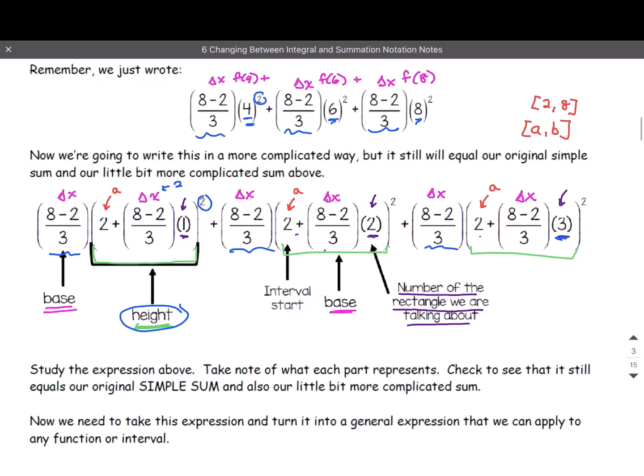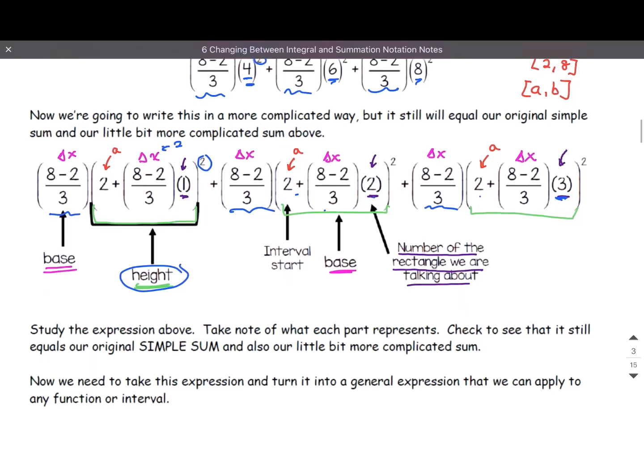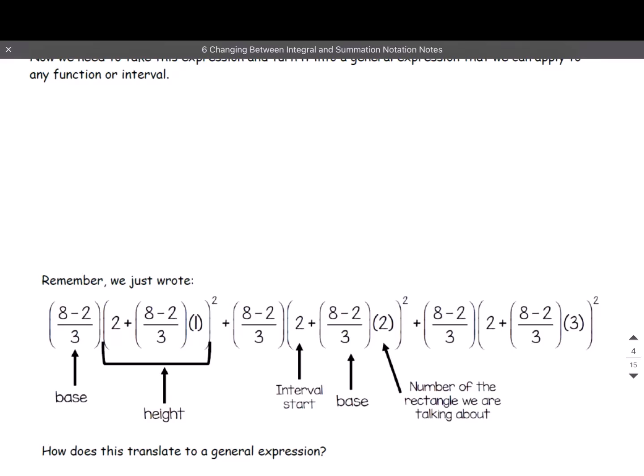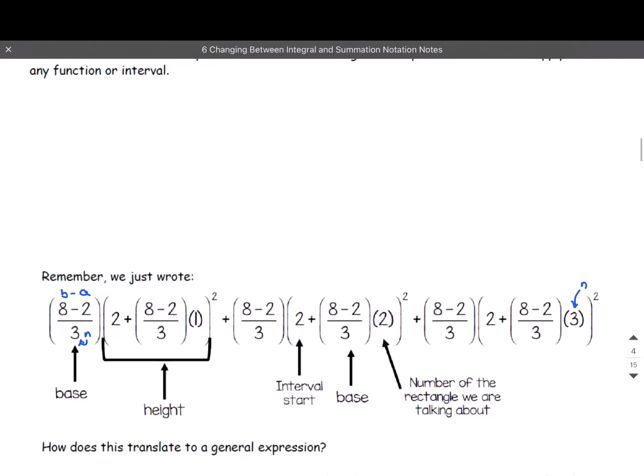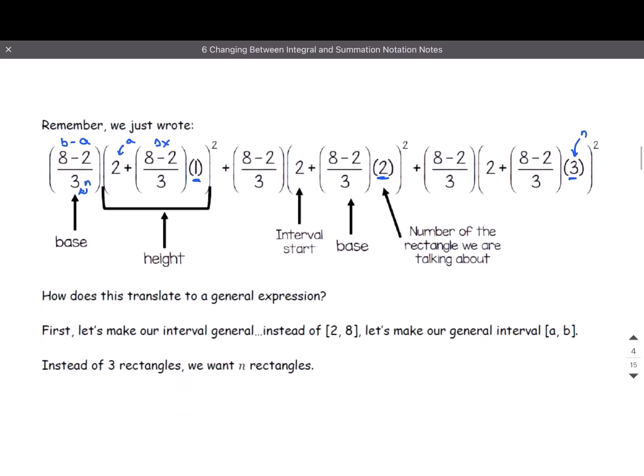Now we're going to take this expression and turn it into a general expression that we can use for any function or interval. Okay? So remember, this is our b minus a over n. This is also n, right? This is the first term. This is the exact same thing we had. First term a here, delta x. Now this is counting. 1, 2, and 3. That's counting. And I'm going to show you where that's going to come in a minute.